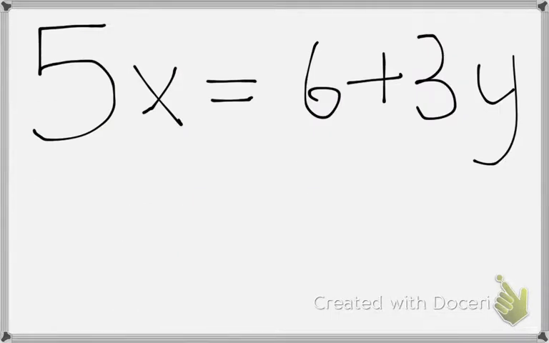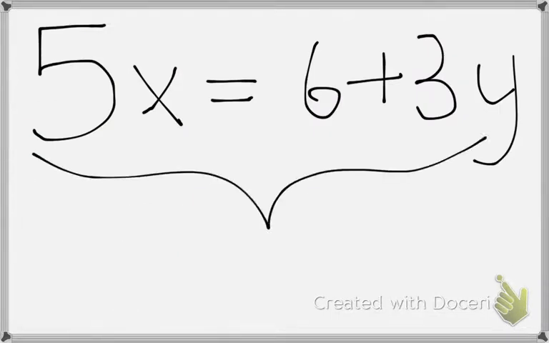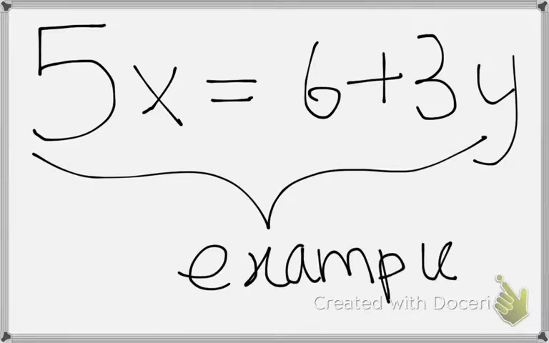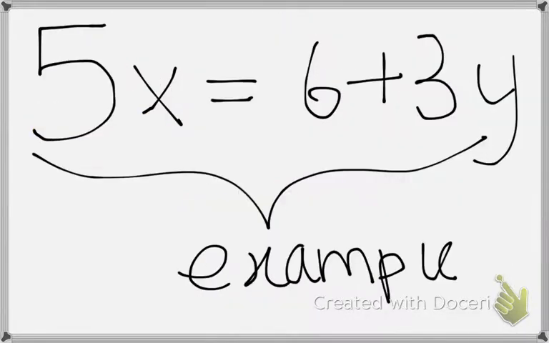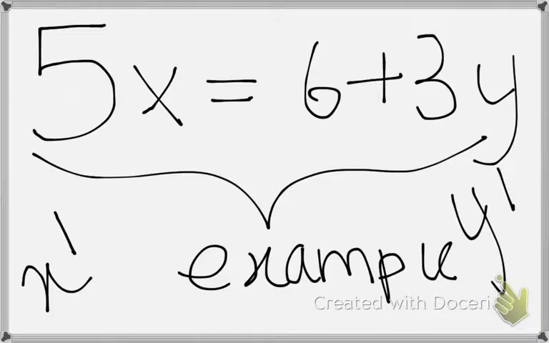So this is an example of a linear equation. Because if you see here, a linear equation is an equation for this straight line. And back here we learned that the straight line's equation is y equals mx plus b. And here we have x and y both in the power of 1. X is in the power of 1 and y is also in the power of 1.